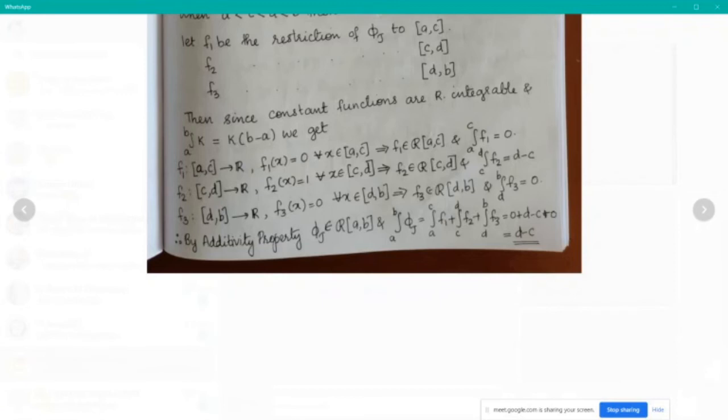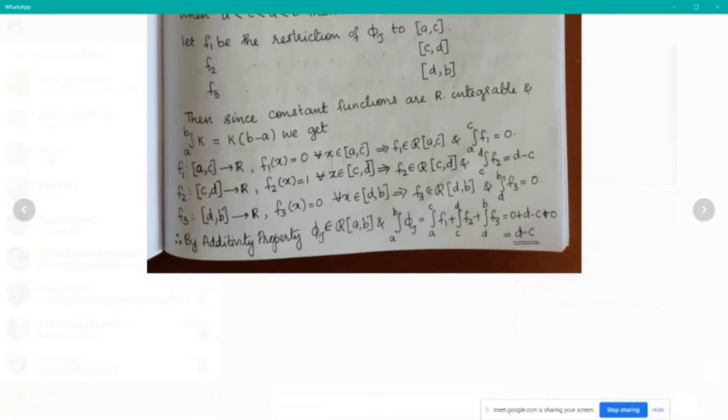Then F2 is Riemann integrable. F2 is the constant function identically 1. A constant function on a closed and bounded interval is Riemann integrable, and the value of the integral is equal to K into B minus A. Here K is 1 on closed interval CD. The function value is 1, the constant is 1. So 1 into the length of the interval, D minus C. So the integral C to D F2 is equal to D minus C. And F3 is also Riemann integrable since it is the constant function 0, and the value of the integral is 0.